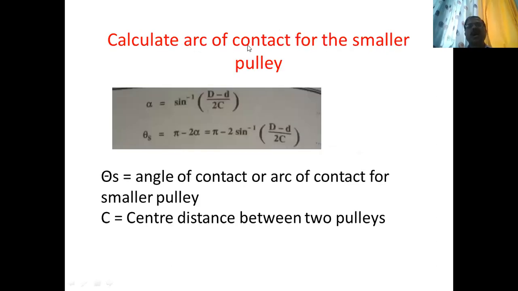That is to calculate the arc of contact or angle of contact for the smaller pulley. The angle of contact for the smaller pulley can be calculated using the geometrical relations. Here we can see theta s is calculated as pi minus 2 alpha, where alpha is equal to sine inverse of (D minus d) upon twice c. D is the diameter of the larger pulley, small d is the diameter of the smaller pulley, and c is the center distance. Here we will get the value of theta in radians. Theta s is the angle of contact for the smaller pulley, and c is the center distance between the two pulleys.